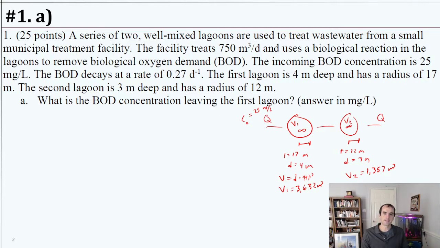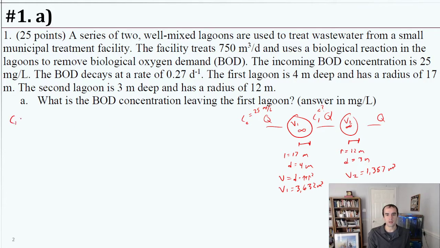And part A is asking us, and one thing you might note here is I went ahead and drew the system and labeled a few things that I know about before I even began to solve the problem or look at what we were trying to solve. So now we take a look at problem A. It says, what is the BOD concentration leaving the first lagoon? That is essentially, so we still have the Q here, of course, flowing between, but that is essentially C1. So that's our first question.